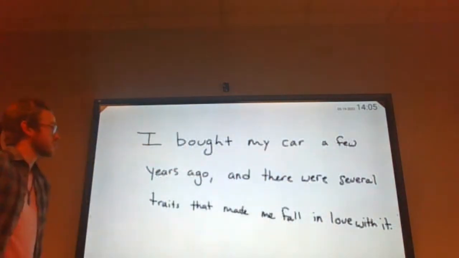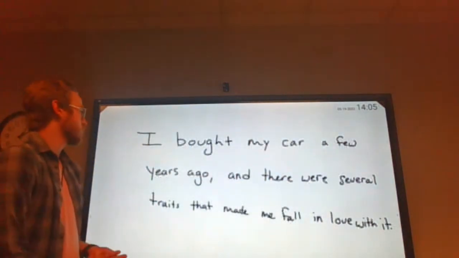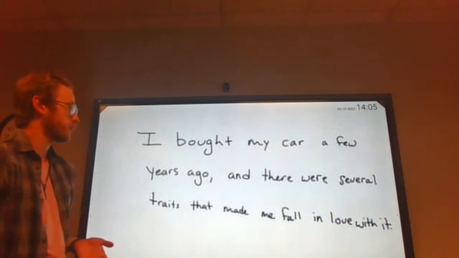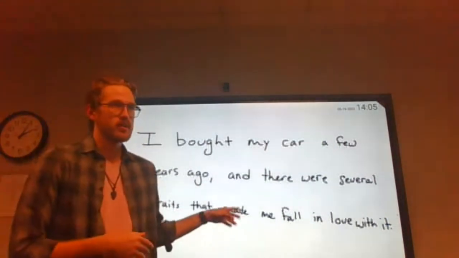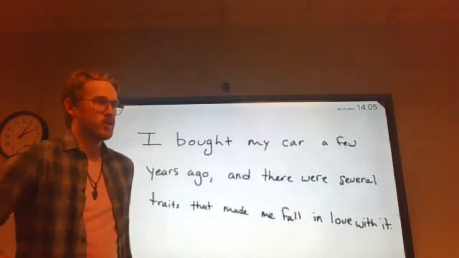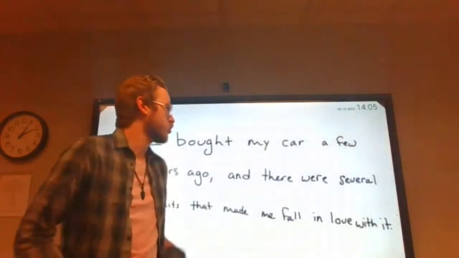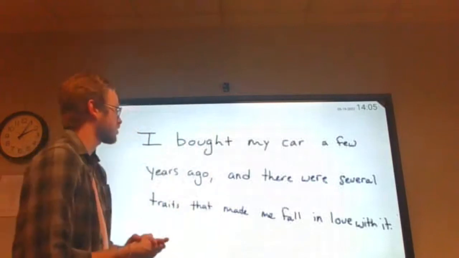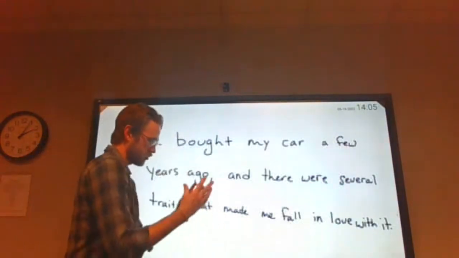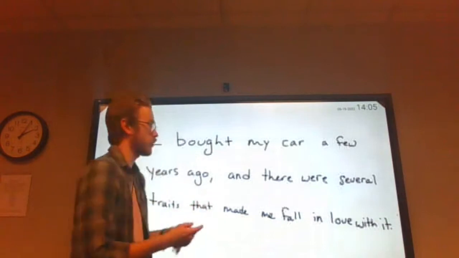So in this topic sentence, I bought my car a few years ago and there were several traits that made me fall in love with it. So one thing we might do here is specify which traits there were, right? But I trust that in this paragraph, I'm going to get more into that. The point of this topic sentence is you know exactly what object I'm going to be describing, right?